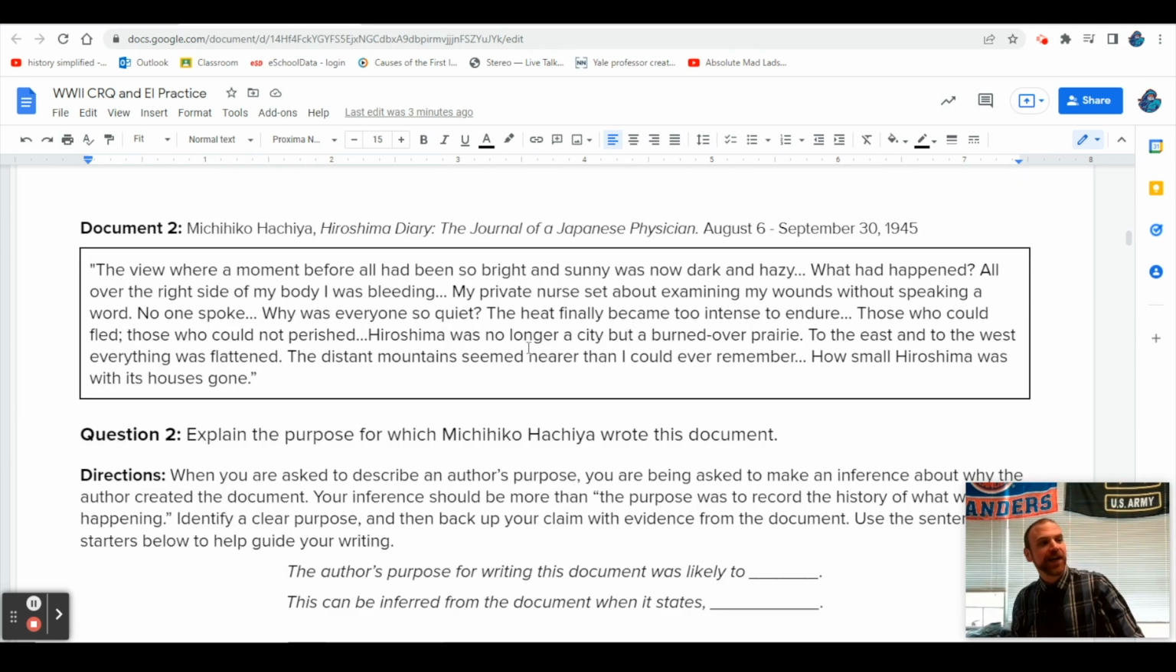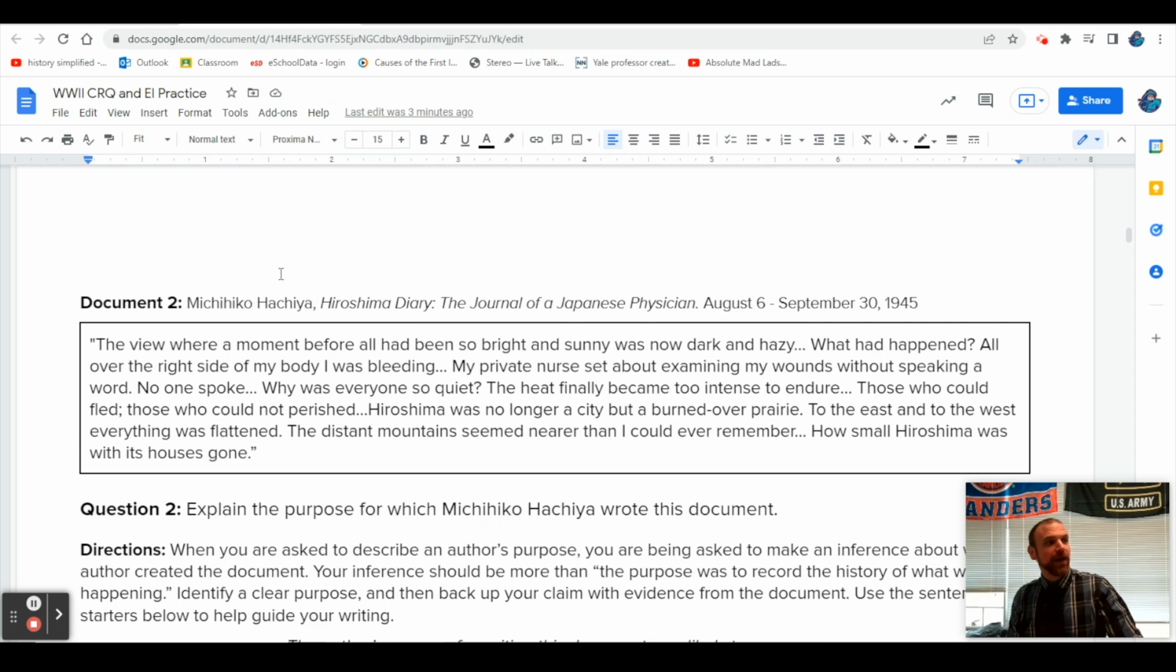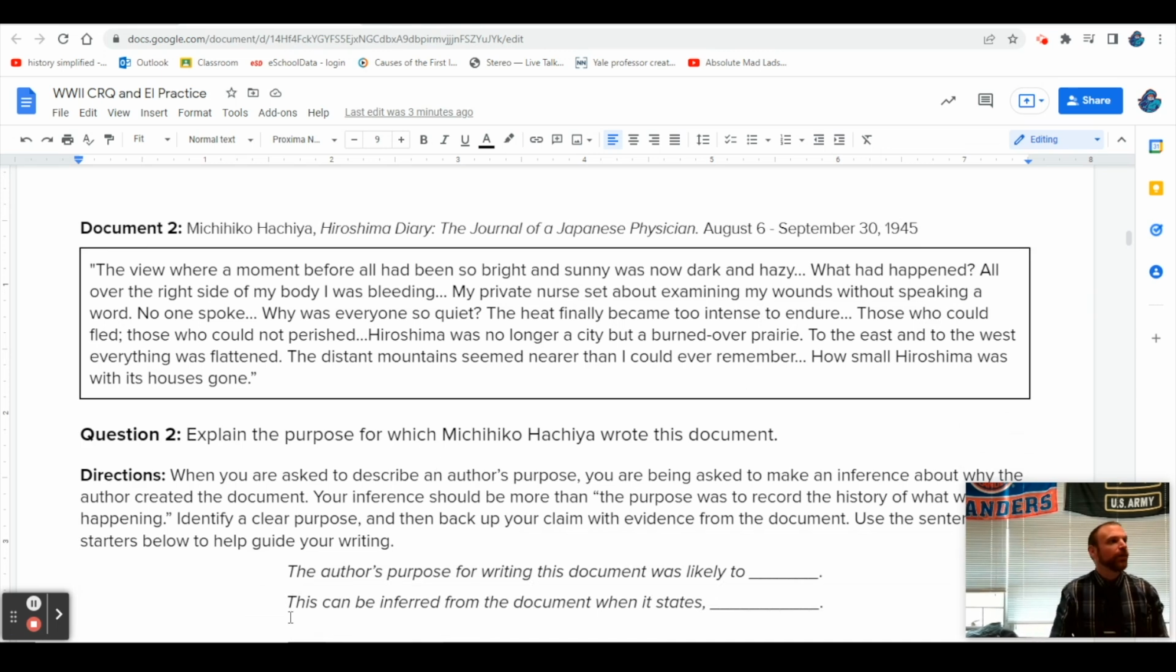Done. So the second question here is a purpose question, and it's about a source from Hiroshima Diary, September 30th, 1945. The view where a moment before had all been so bright and sunny was now dark and hazy. What had happened? All over the right side of my body, I was bleeding. Hiroshima was no longer a city, but a burned over prairie. To the east and to the west, everything was flattened. So forget the question for a second. What's the historical event that's reflected in this source? Bridget, what happened in history that would explain this source being written?